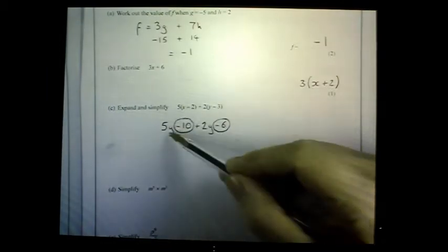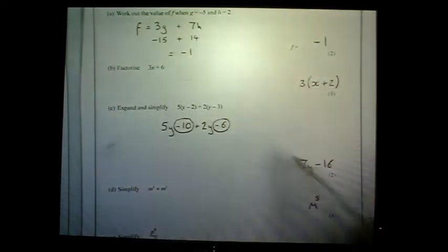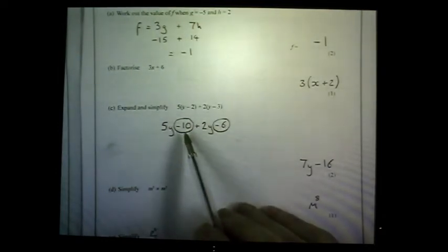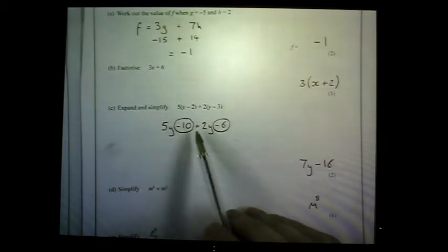Next one, expand and simplify. Okay, this is what you do. 5 times y gives you 5y. 5 times 2 gives you 10, and that's negative. 2 times y is 2y. 2 times 3 is 6, and that one is negative also because it's a negative sign. What I've done is my y's first. That's a positive 5y and that's a positive 2y. So that's why it's 7y. And that's negative 10 and negative 6, or minus 10 and minus 6. So minus 10 add minus 6 is minus 16. You get 1 mark for 7y, 1 mark for minus 16.